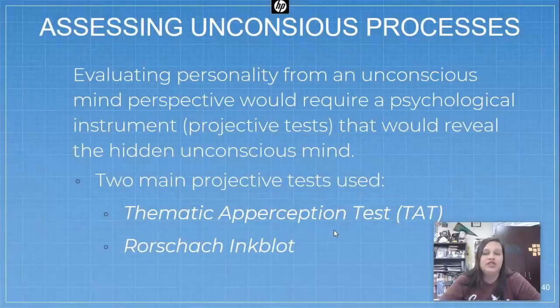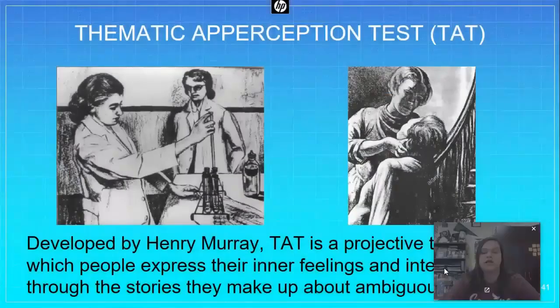So, how do they measure these unconscious processes? We know there's not a true, what we would consider today, reliable and valid method. That's why so much of the unconscious and psychoanalytic perspectives are considered not empirical. But there are two main projective tests that are considered to reveal what's in the unconscious mind, and they're the Thematic Apperception Test and the Rorschach ink blot.